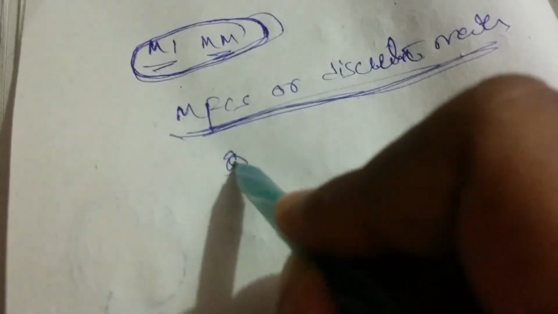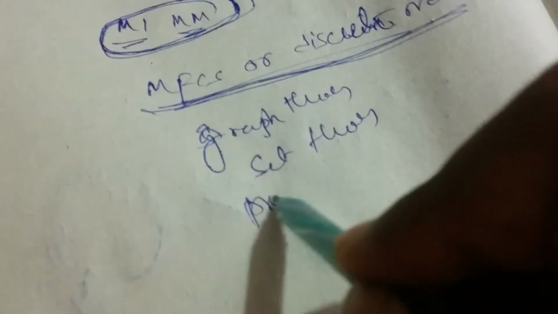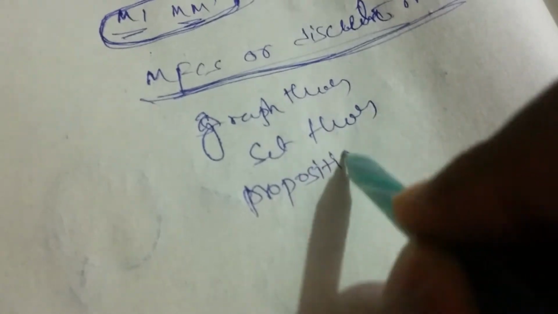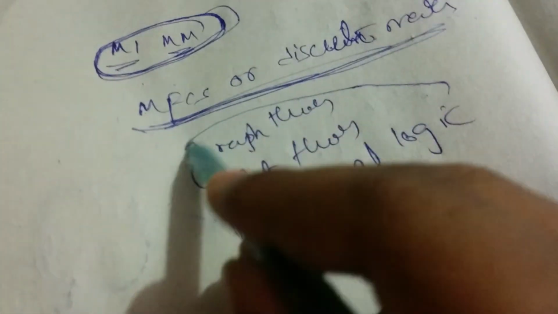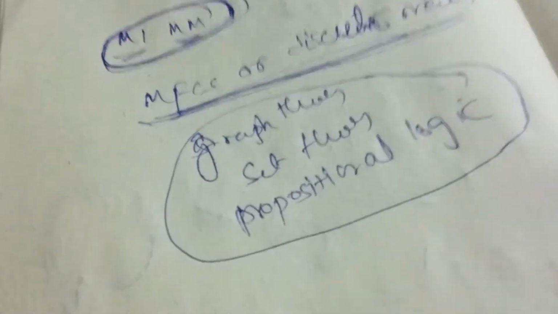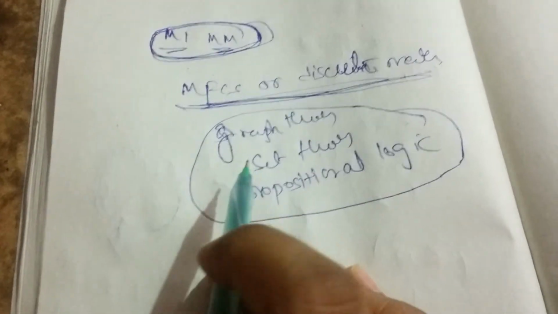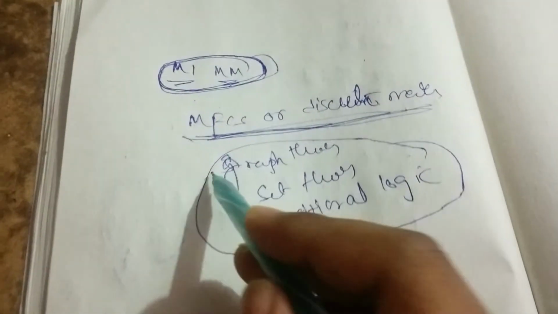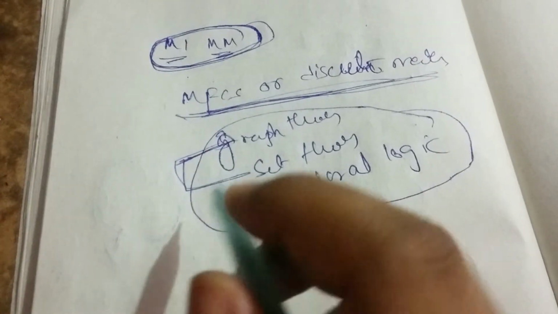Graph theory, set theory, propositional logic. Just read about it. It will help you a lot in problem solving. When you try solving problems on coding, competitive coding platforms, these are very much useful, especially graph and set theory. You understand this well, right?